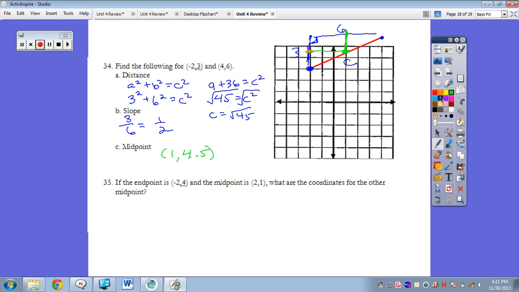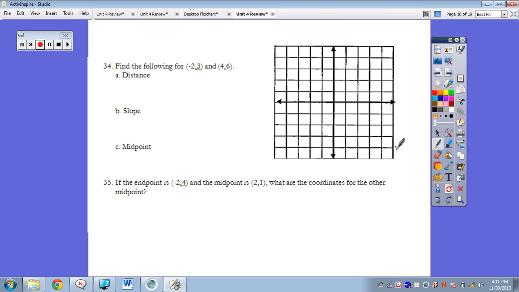Alright, 35. Alright, so a completely new problem now. If the endpoint is negative 2, 4, so let's get rid of this. Negative 2, 1, 2, 3, 4. So this is an endpoint. My midpoint is 2, 1. So this is the midpoint of my segment. I want to find the coordinate of the other endpoint.